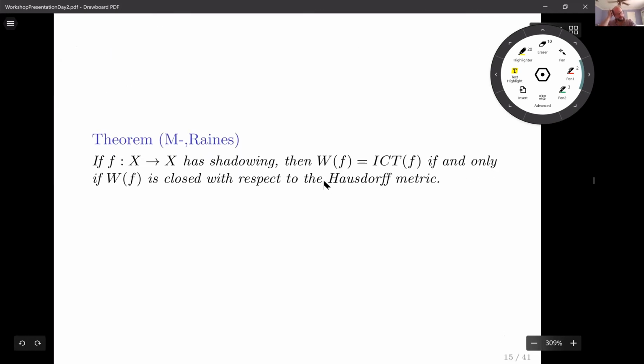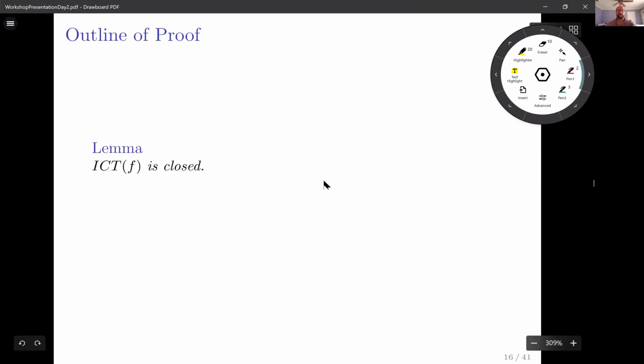So this is a theorem of myself and Brian Rains, a colleague of mine here at Baylor. Our theorem was that if f from x to x has shadowing, then the sets W and ICT coincide if and only if W is a closed subset of 2 to the x. So that's the theorem. We're going to work through a proof of this, and then we're going to see how far we can get pushing that a little further before the hour is up.